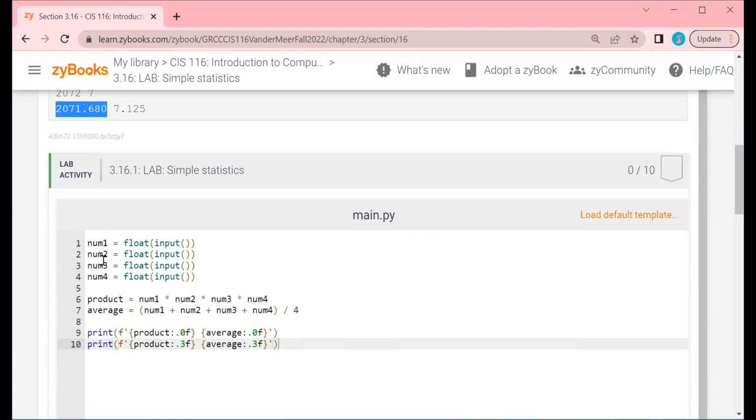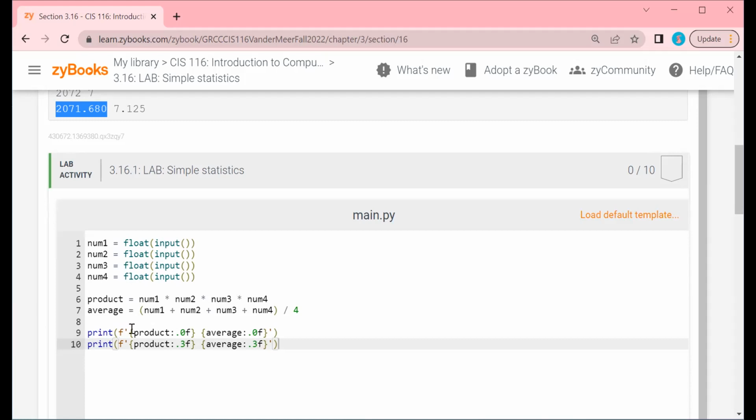Yeah. So we take in the 4 numbers. Product is each number multiplied by the other. Average, make sure you add them together first, then divide by 4. Num1 plus 2 plus 3 plus 4, put parentheses around that so that it doesn't do the division first. Very important. There's that order of operations, which is now called something different.